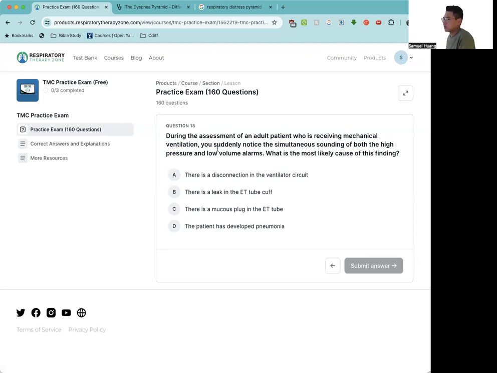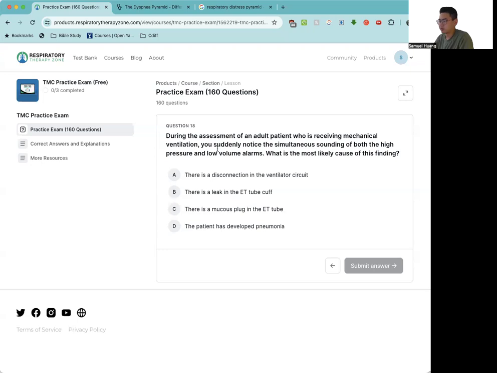Mechanical ventilation, simultaneous sounding of both high pressure and low volume. We don't know what mode they were on, if they were on pressure or volume control, but it's a high pressure alarm and low volume. That sounds like you're not controlling either the pressure or the volume. But high pressure, let's just run through that. Could be a resistance problem or a compliance problem. And if the pressure is high and there's too much resistance, you might not get good volumes.